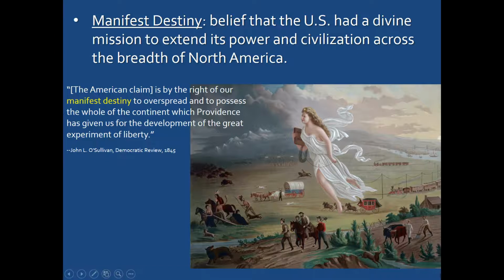Now, the term manifest destiny itself is the product of a guy named John L. O'Sullivan, who wrote in the Democratic Review in 1845 that the American claim is by the right of our manifest destiny to overspread and to possess the whole of the continent which Providence has given us for the development of the great experiment of liberty. So that's where the phrase comes from, and let's get into some of the causes.